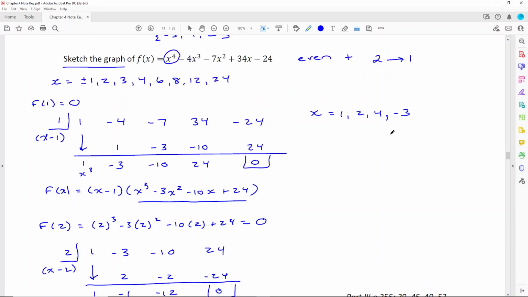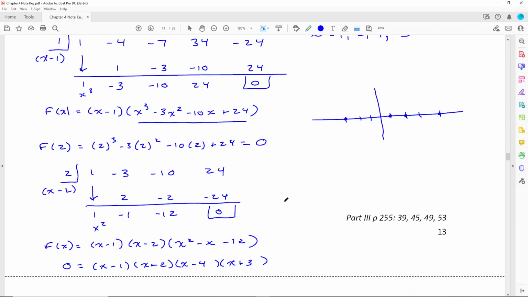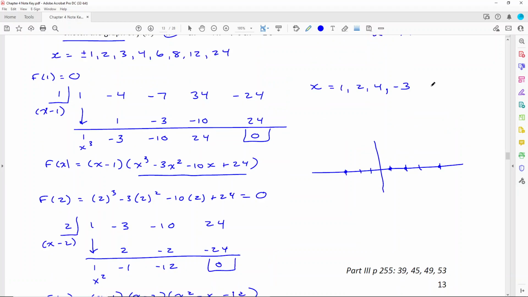Now I'm going to sketch. So I know that this graph is even and it's positive. So I'm going to start in quadrant 2 and end in quadrant 1. I'm going to pass through an x-intercept of negative 3, an x-intercept of 1, an x-intercept of 2, and an x-intercept of 4. Why am I saying pass? Well, if you look back here, every single one of these factors has a multiplicity of 1.